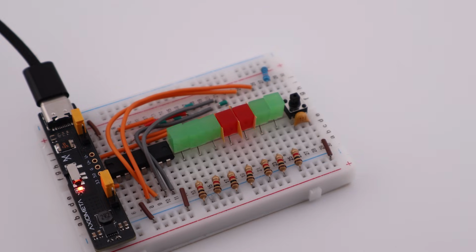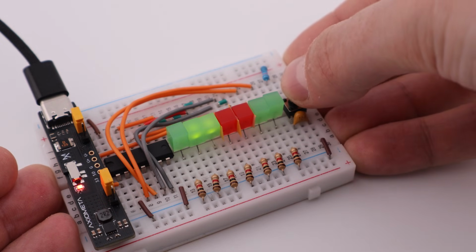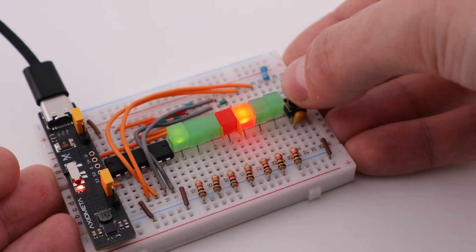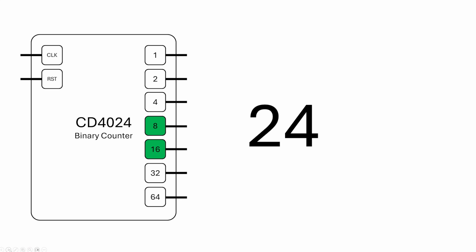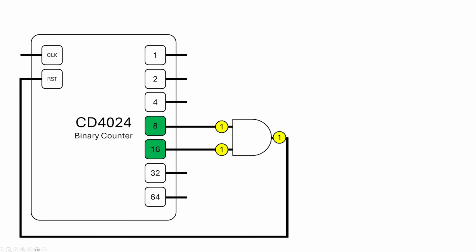A binary counter is the guy for the job. It is a simple IC made of flip-flops, and on every clock cycle, it advances by 1 in binary. This particular counter will count all the way to 255. Therefore, when we reach 24, both 8 and 16 are high. We can AND them together and reset the counter back to 0.